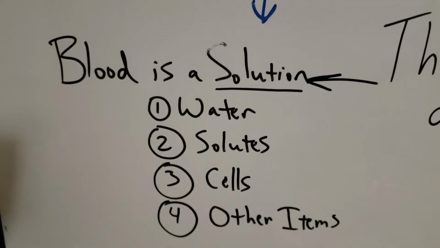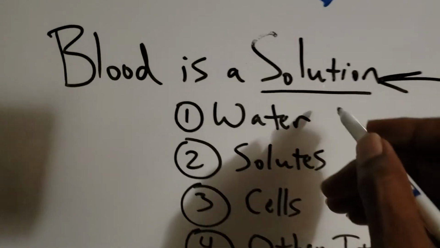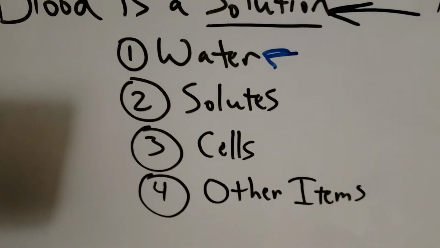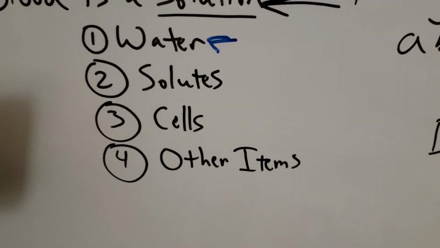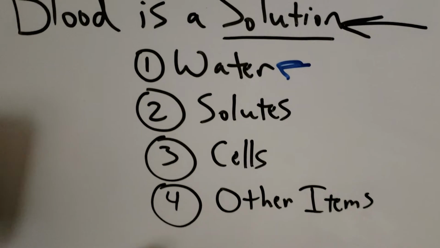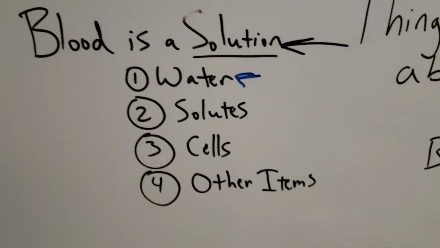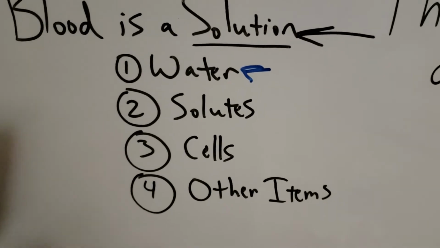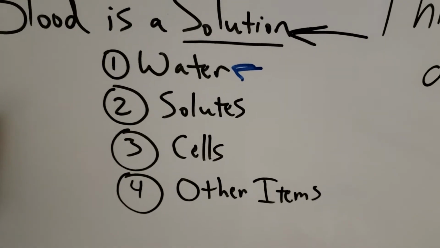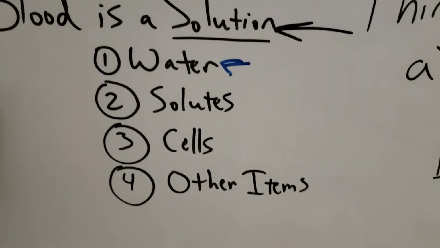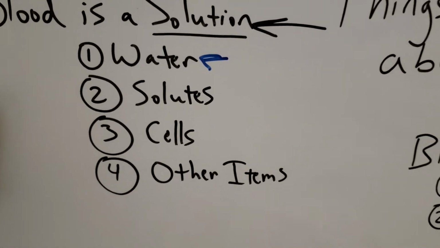Blood is a solution. So you got lots of things in there. You've got water, which is going to be my solvent. So you got water, and then you got solutes. Now, what kind of solutes do you have? Man, there's a lot of things in there. So you've got glucose, amino acids, you've got all types of minerals and vitamins. You've got all types of things that are dissolved in the water of your blood.